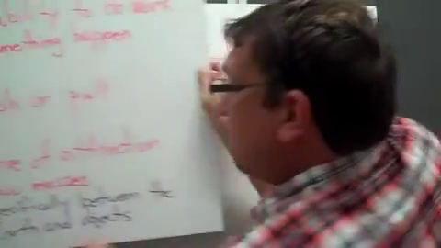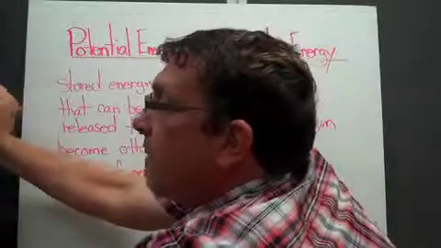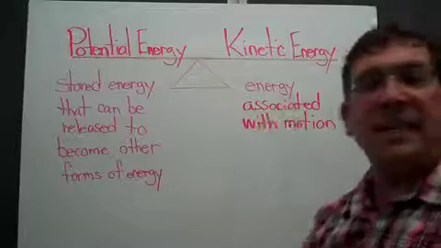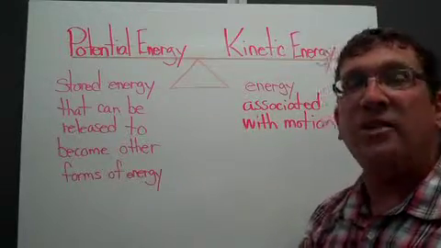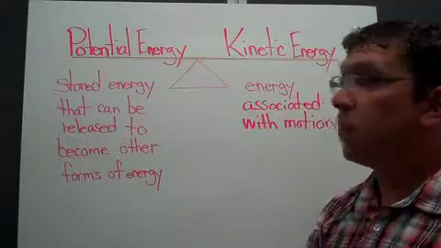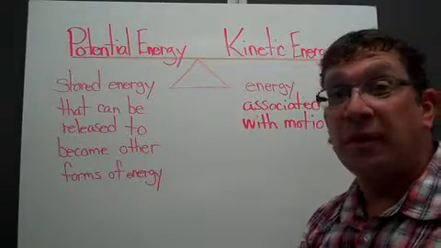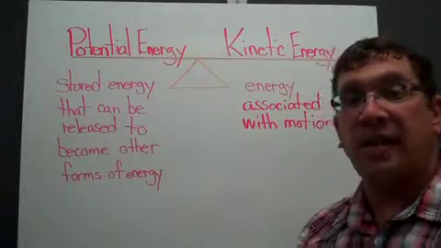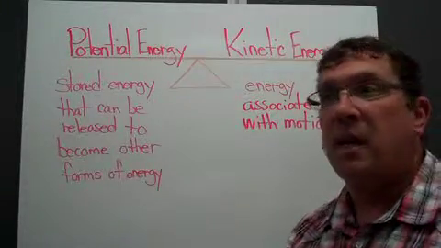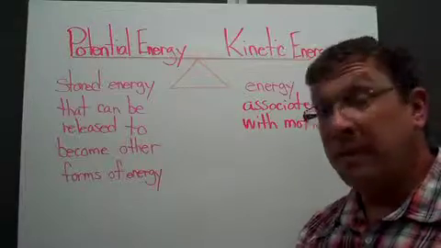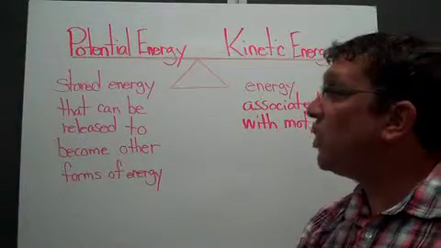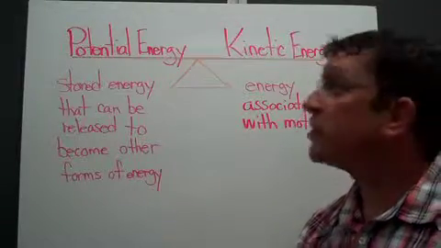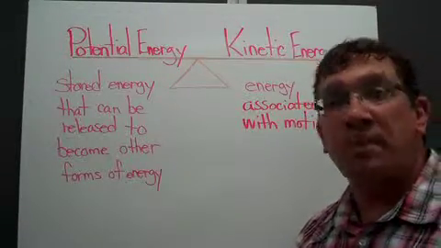Now on to the two different types of energy that we are mainly going to be concerned about. Now I have them on this seesaw because that is how these two types of energy work. Usually one doesn't exist without the other. So one is potential energy and the other is kinetic energy. So potential energy, what is it? If you think about the word potential, it is stored energy that can be released to become other forms of energy.